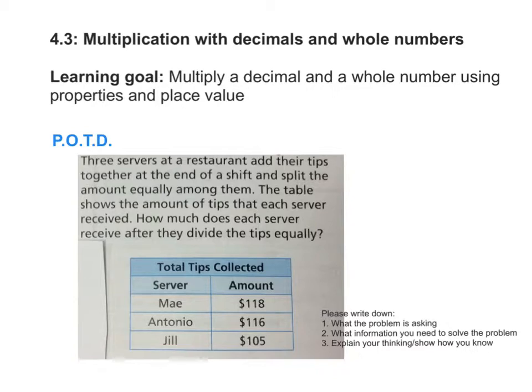What other properties do we know about? Identity property of multiplication. There's one more property I have in mind that we talked about earlier this year. Distributive property. Okay, remember that's when we distribute the pieces to all the different parts equally, before multiplying.